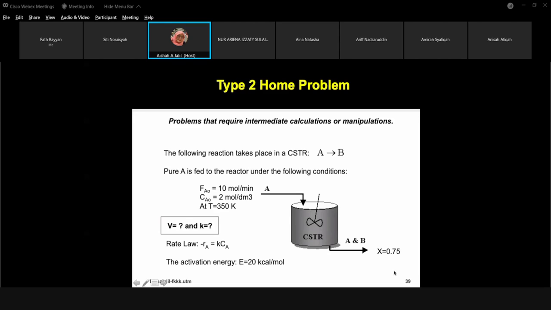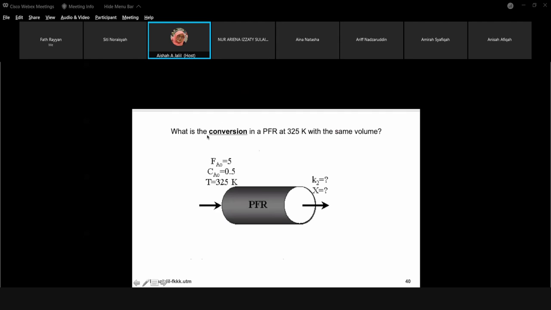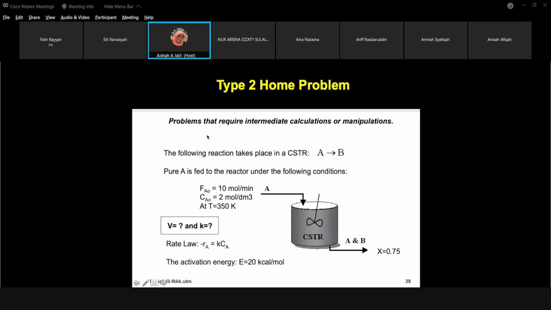The X is given, 0.75. Please remember, this is not the direct one. This is intermediate, needing intermediate calculation or manipulation. So this is for the CSTR.